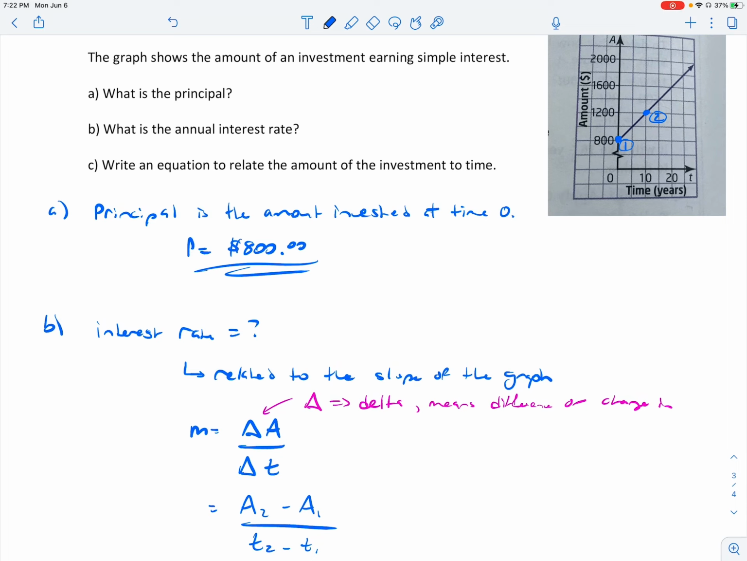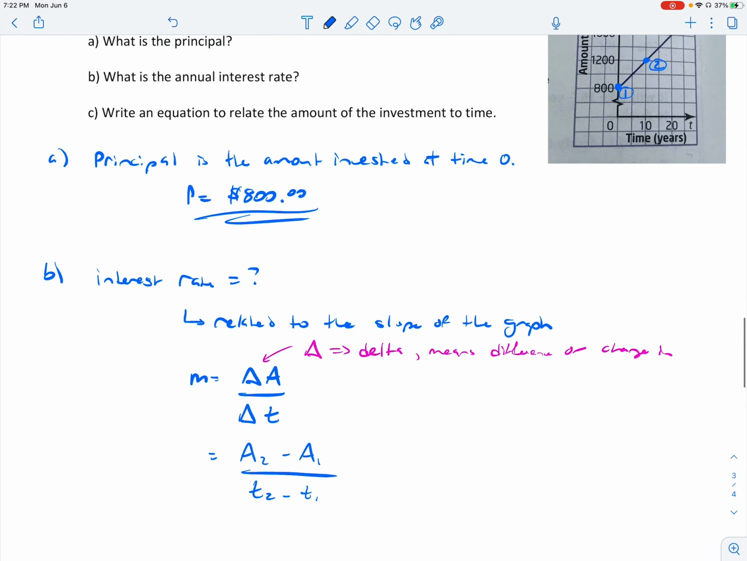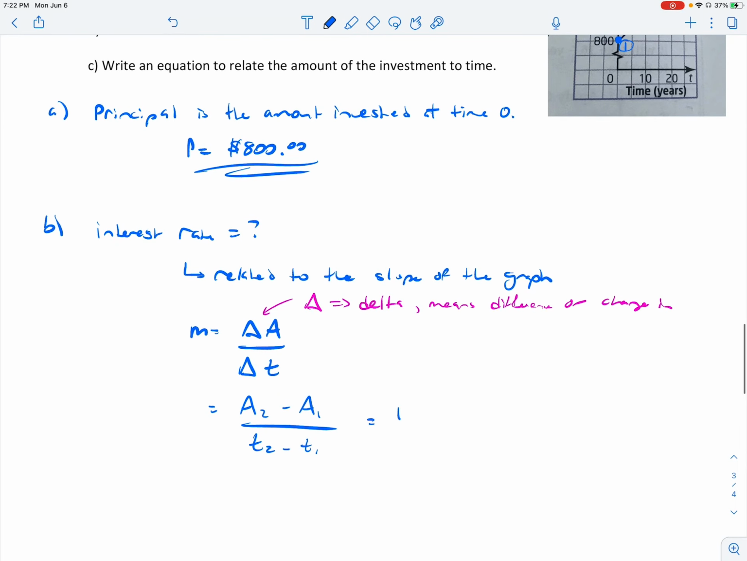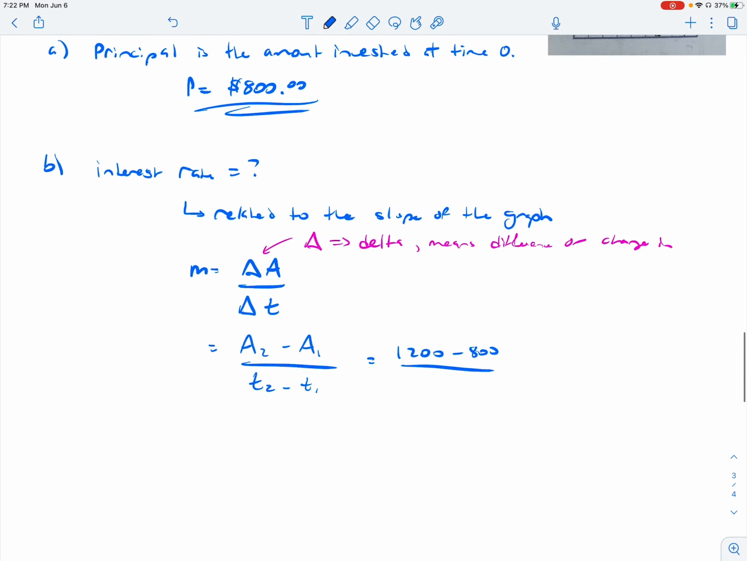So it's just point 1 and point 2. I want to do point 2 minus point 1 in order to do slope. So we're going to have 1200 minus 800 over, for point 2, the time is 10 years, minus 0. So we got 400 over 10, which is 40. That's my slope. That means for every year, it's going to go up by 40.